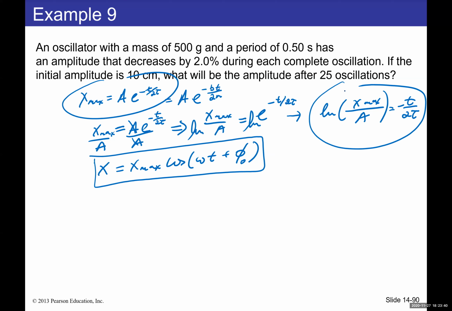So what I can say here is that x max equals 0.98 of the amplitude, because it decreased by 2% when time equals 0.5 seconds. That's the information provided in the example, right? It decreases by 2% at a time of 0.5 seconds. That means I can use this in the equation we just derived to solve for tau.